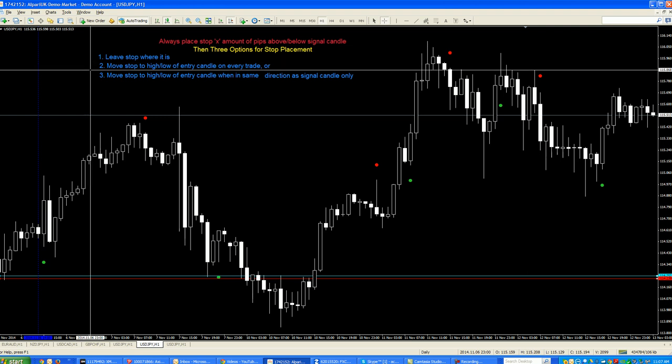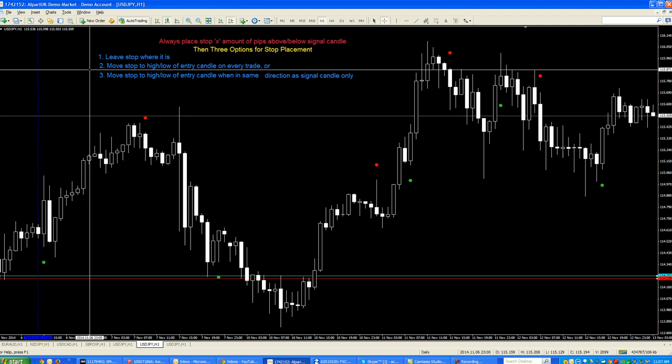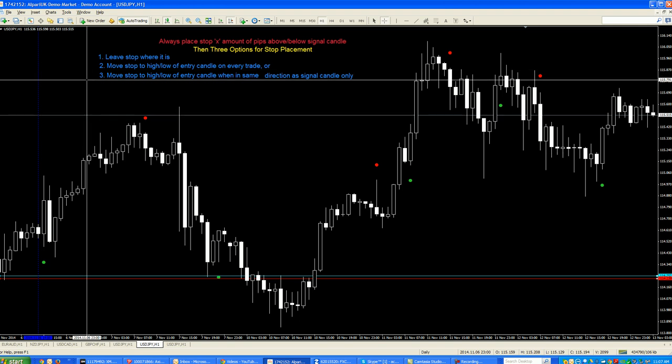Two, on every trade I can move the stop to the high or the low of the entry candle. So X amount of pips above the high or below the low of the entry candle on every trade. Or three, only move the stop to the high or the low of the entry candle when it is in the same direction as the signal candle only.